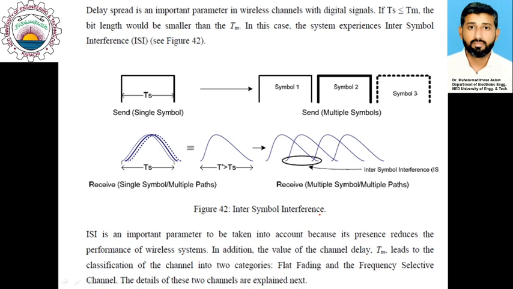So whenever we have a large delay spread, we would have inter-symbol interference, and that inter-symbol interference would reduce or limit the performance of the wireless system. So it is a significantly important parameter to understand how much delay spread is there in the system, so that we can avoid inter-symbol interference and have a reliable communication established between transmitter and receiver.